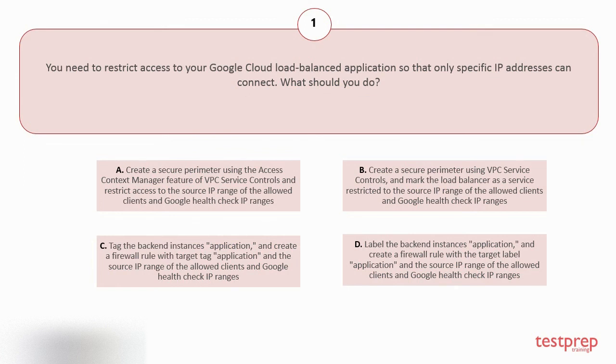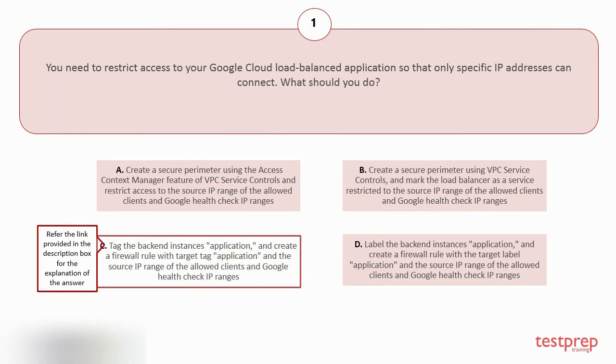B. Create a secure perimeter using VPC service controls, and mark the load balancer as a service restricted to the source IP range of the allowed clients and Google Health Check IP ranges. C. Tag the backend instances application, and create a firewall rule with target tag application and the source IP range of the allowed clients and Google Health Check IP ranges. D. Label the backend instances application, and create a firewall rule with the target label application and the source IP range of the allowed clients and Google Health Check IP ranges. The correct answer is option C.